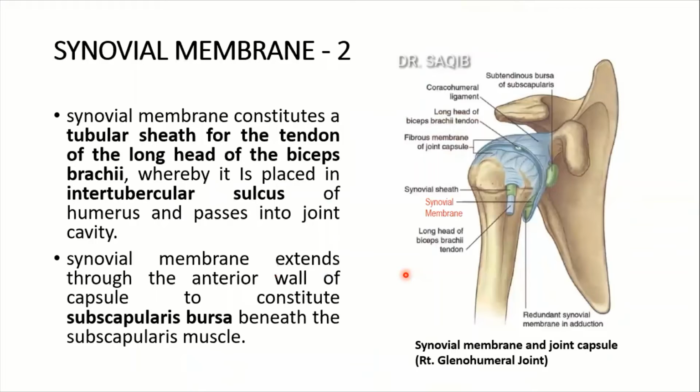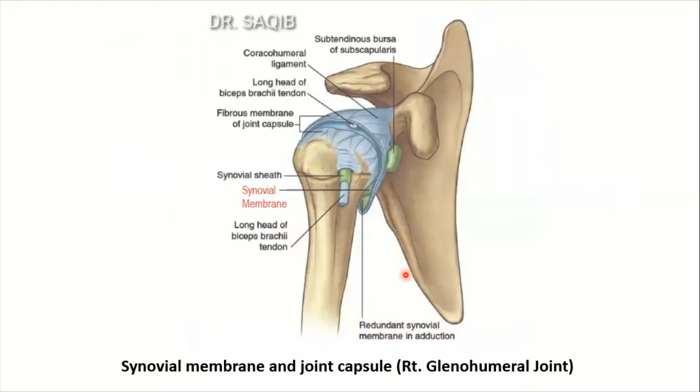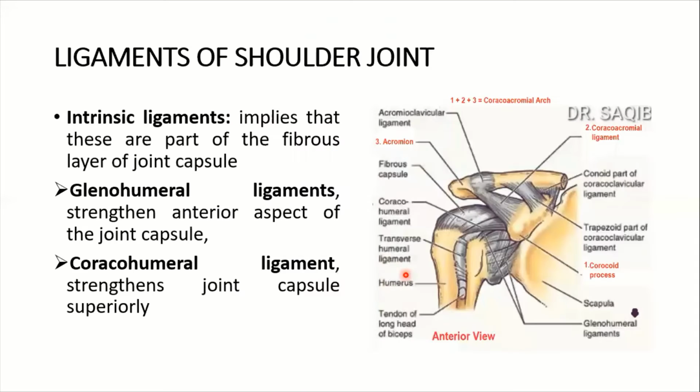So there are two of these openings in the bursa. So now, very important, ligaments of the shoulder joint. These are intrinsic ligaments, first of all. This means that these are part of the fibrous layer of the joint capsule. First of all are the glenohumeral ligaments. You could see here, these are the glenohumeral ligaments. I will enlarge in a very short while.